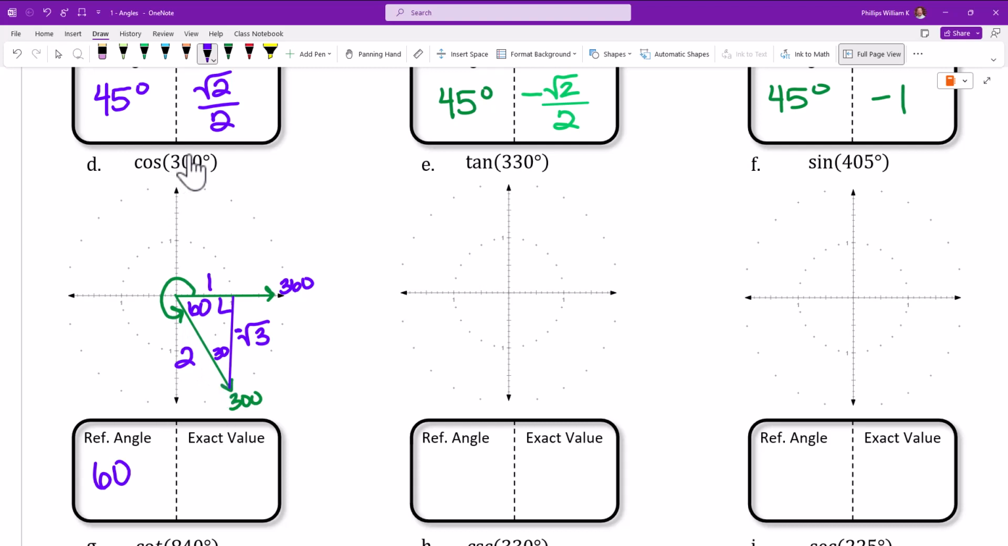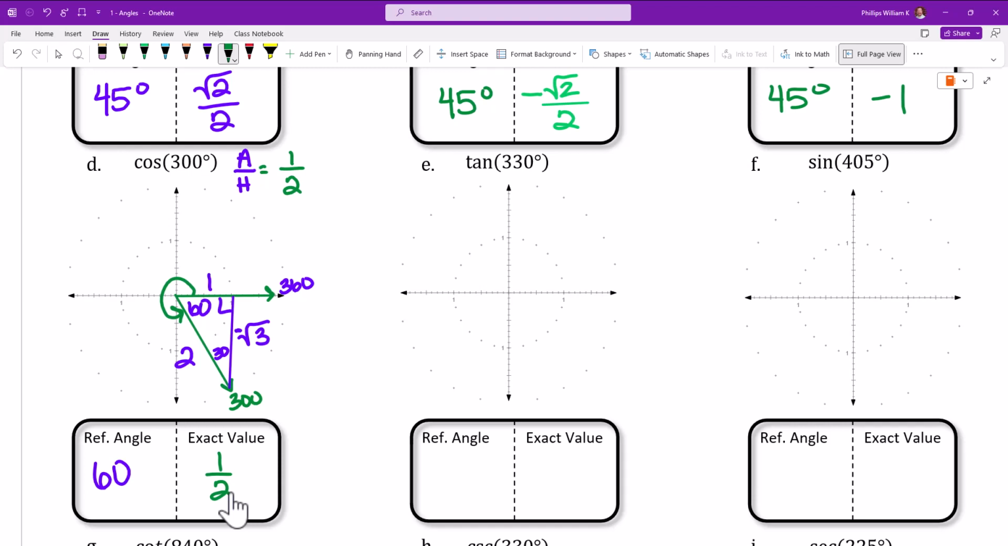So here I want cosine. Cosine is the adjacent over the hypotenuse. All right. So the adjacent of 60 is 1. And the hypotenuse is 2. So here, the exact value is 1/2, and this is true. If you type in cosine of 300, you're going to get 0.5, which is 1/2. How about that? All right, back to F.